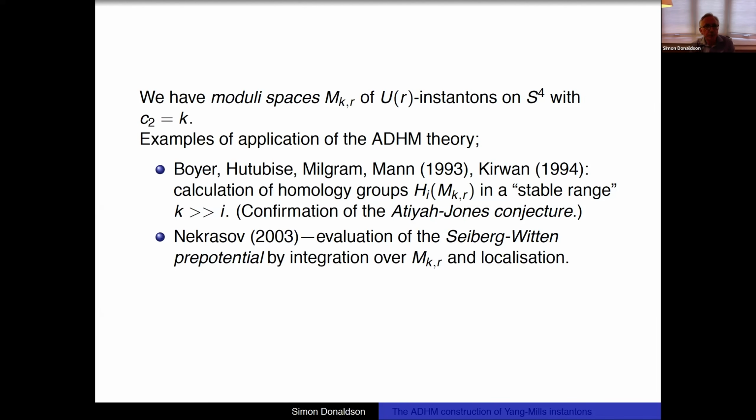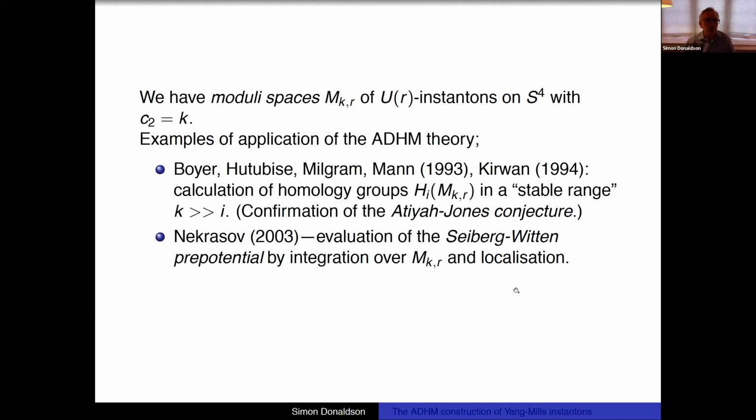Actually, maybe it'd be more precise to say, rather than calculation, that they show that these homology groups are isomorphic to homology groups of another space, which is well known in algebraic topology, the third loop space of the corresponding group. So this was the confirmation of what's called the Atiyah-Jones conjecture, which was an influential problem in the 80s and early 90s.